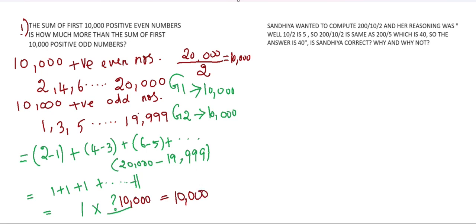So the sum of first 10,000 positive even numbers is 10,000 more than the sum of first 10,000 positive odd numbers. Let me tell you the example with the flower, which I taught in the previous video, to give you an idea again.